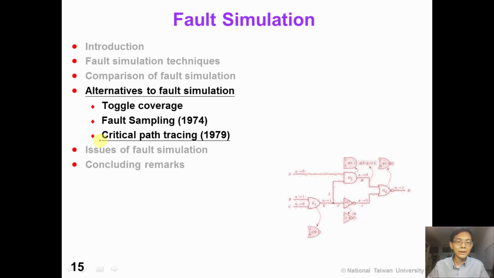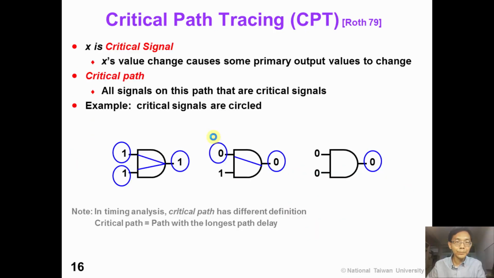Now let's move on to the third technique, critical path tracing, which was proposed in 1979. A signal X is critical if X value change causes some primary output values to change. For example, suppose this simple circuit has one AND gate. The primary output 1 is of course a critical signal, since any change in the primary output can be directly observed. So the critical signal is circled in this example.